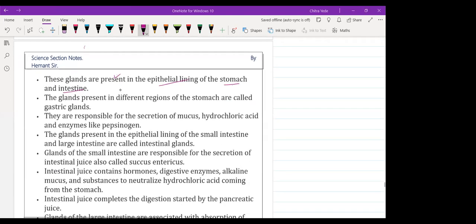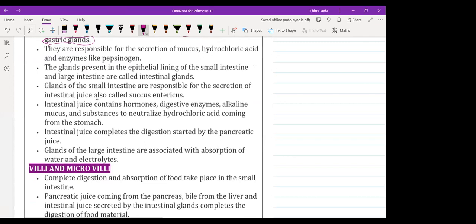The glands present in different regions of the stomach are called gastric glands. They are present in the different regions of the stomach, that's why they are called gastric glands. They are responsible for secretion of mucus. Mucus is dense and protects the inner lining wall of the stomach from the action of HCl. They are responsible for secretion of mucus, hydrochloric acid, and the enzyme pepsinogen. There are three substances they secrete: one is HCl, other is mucus, and the pepsinogen enzyme.